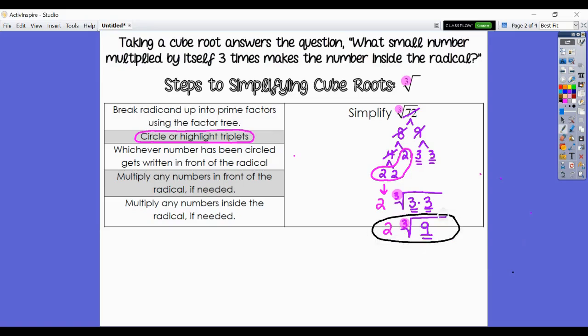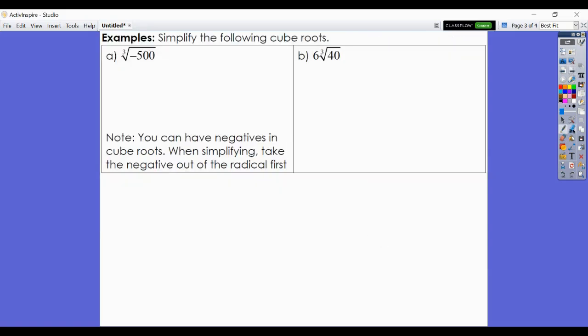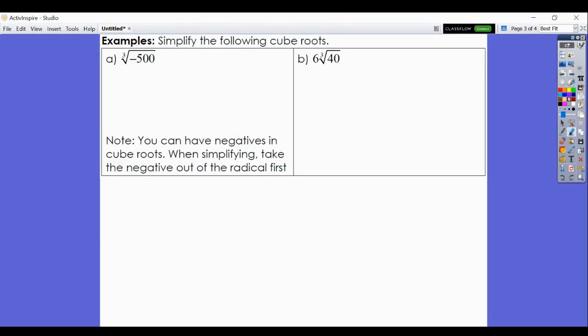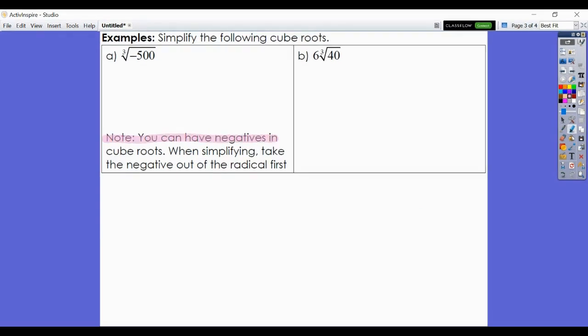Let's try another one. The next one here, we want to make note, and you can write this down. You can have negatives in cube roots. When simplifying, take the negative out of the radical first step. So that's exactly what I'm going to do here. I'm going to take the negative, and that's really going to be a negative 1 in front of my parentheses there. I'll bring it down with my answer, but let's break down this factor tree for 500.